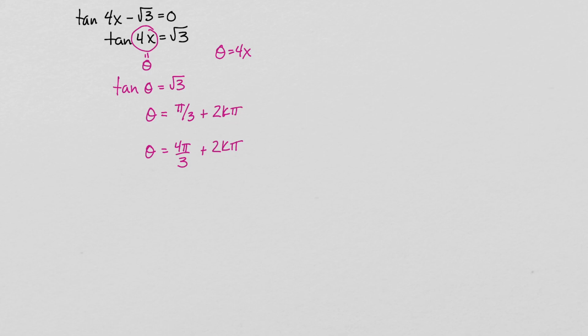Yeah, that's what I got, but then on Alex it had just one solution. Right, so now the thing is you have to go back to x's, right? So remember, theta is equal to 4x. So this is going to be saying 4x equals pi over 3 plus 2k pi, and 4x equals 4 pi over 3 plus 2k pi.